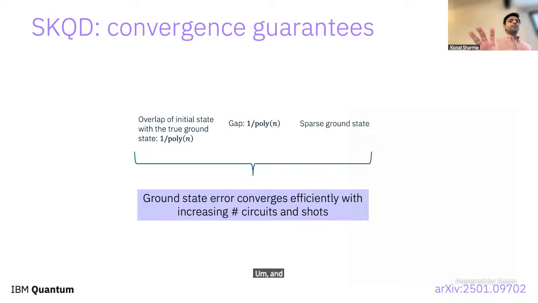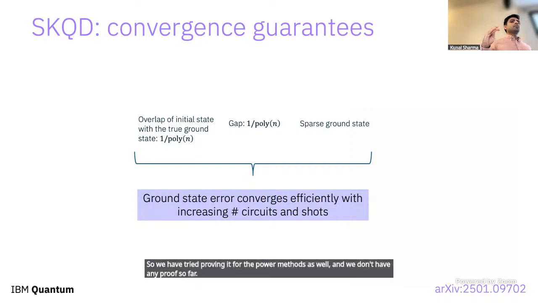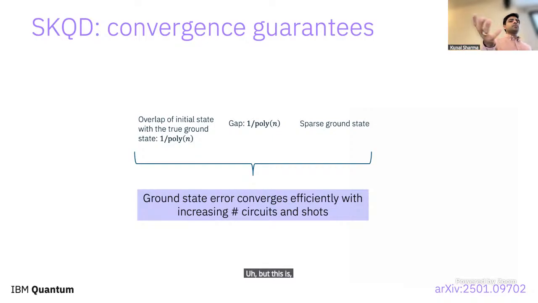I would like to emphasize here that even if I give the same assumptions to a classical algorithm, there is no provable guarantee. We have tried proving it for the power methods as well, and we don't have any proof so far. We could only prove it for the quantum approach.